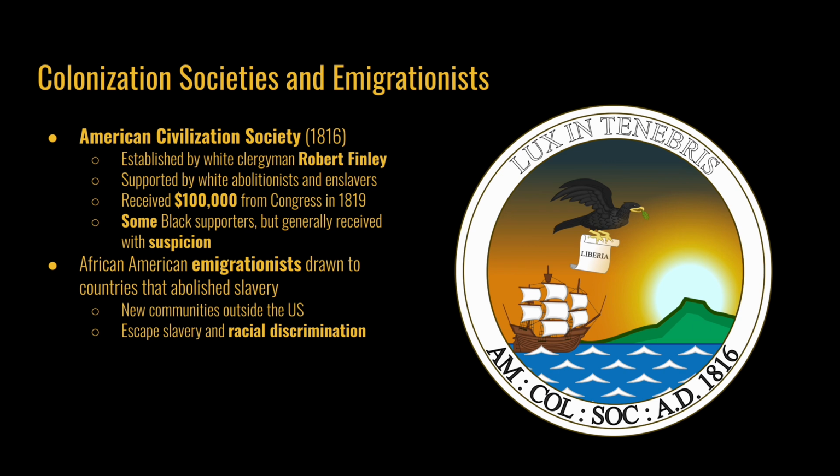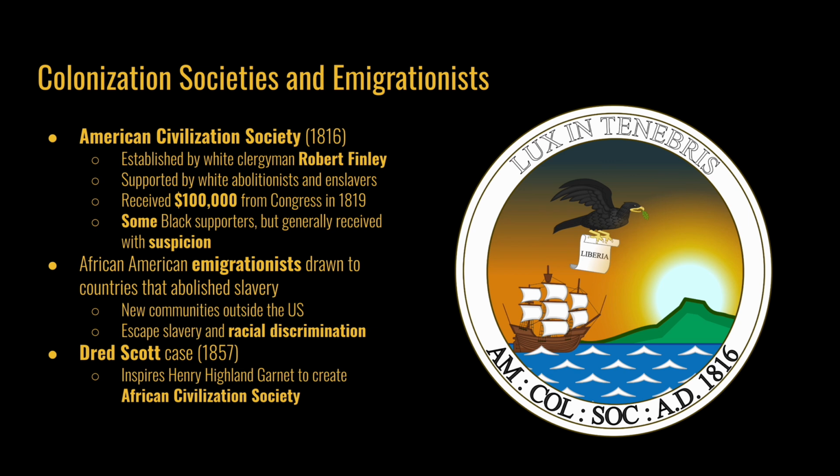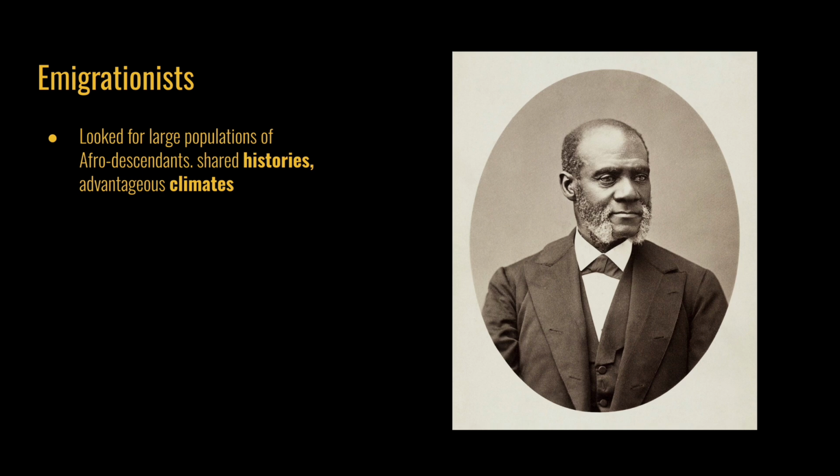This sentiment was heightened after the Dred Scott decision in 1857, which decided that anyone of African descent was not a citizen and was not intended to be a citizen by the founders and writers of the foundational documents of the country. The Dred Scott decision significantly impacted the African American community's sense of belonging and citizenship in the United States, reinforcing the belief that emigration was a viable option. This inspired people like Henry Highland Garnet to create the African Civilization Society, which was itself a colonization society that attempted to resettle people in Yorubaland, which is modern-day Nigeria.